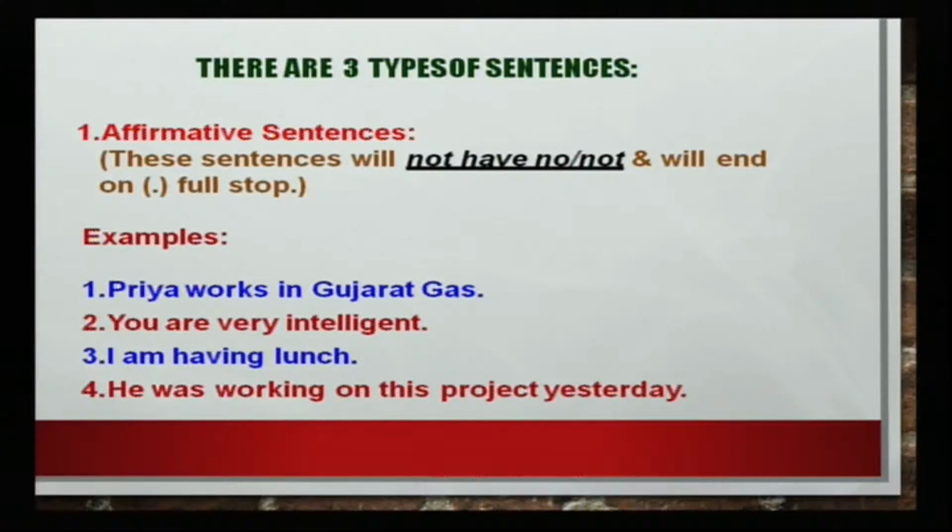There are 3 types of sentences that we have in English generally, and what is the first one that you have on your screen? Yes, the first one is affirmative sentence. Now, what is an affirmative sentence? Have a look, you have the examples. Priya works in Gujarat Gas. You are very intelligent. I am having lunch. He was working on his project yesterday. What do you notice in all these sentences? That these sentences do not have a negative or not or no word, and they end in a full stop. So, just a simple plain positive sentence is what we call affirmative sentence.